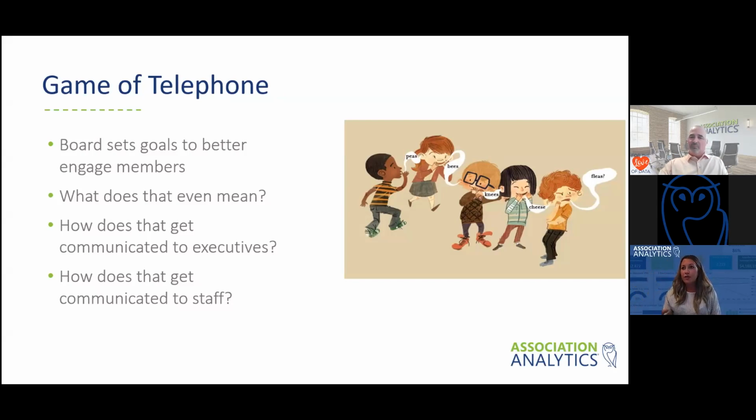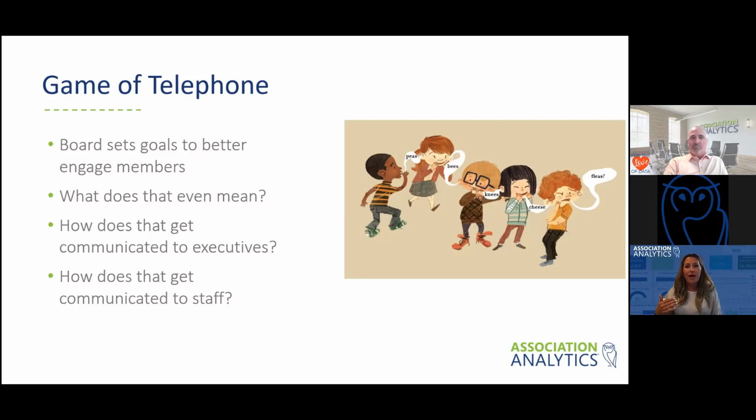So they're not necessarily using data that they have. They're not using data analysis to really figure out what members are engaging. What does that even mean? Right? I feel like boards throw it out all the time, and it doesn't always mean the same thing to the board level, to the executives, to the staff.